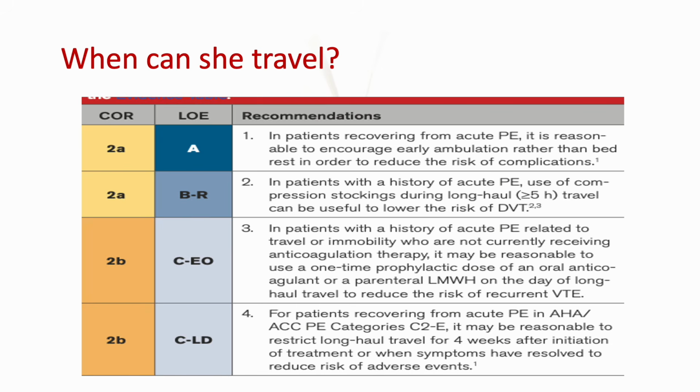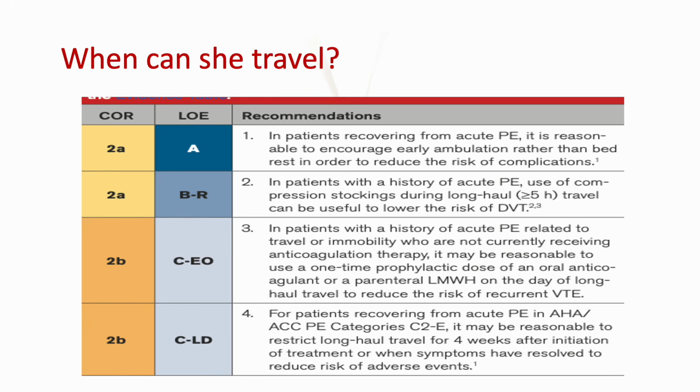So if this patient has had a history of PE which happened because of the last time she flew, and now she's going for a flight again, or she was immobile because of a fracture and now she has to stay in her seat for a long time again, then it is reasonable that you give her a one time prophylactic anticoagulant, oral or parenteral, before that travel.